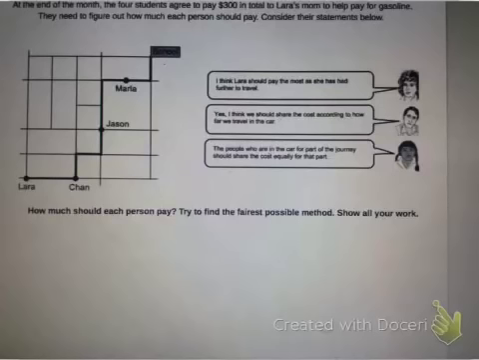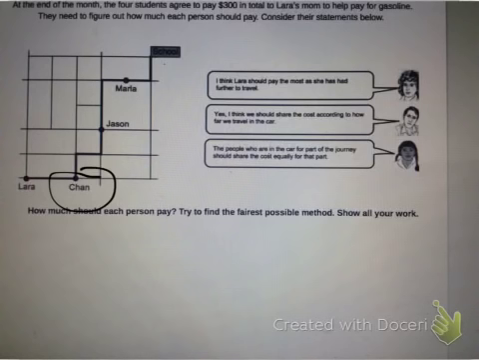For this question, we're trying to find how much each person should pay. Now, the important thing is that each person should pay a different amount of money because each person is traveling a different distance. What I saw some people do is they saw that Chan was farthest away, so they just split up the money so that Chan paid the most.